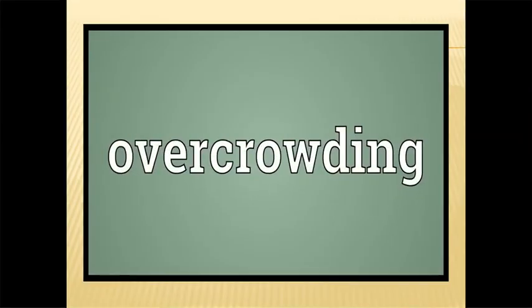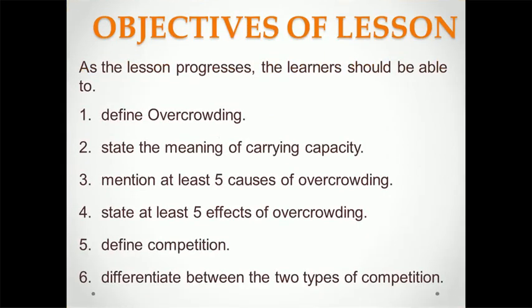Today we are discussing the topic overcrowding. Objectives of the lesson. As the lesson progresses, the learners should be able to: 1. Define overcrowding. 2. State the meaning of carrying capacity. 3. Mention at least 5 causes of overcrowding. 4. State at least 5 effects of overcrowding. 5. Define competition. And 6. Differentiate between the two types of competition.